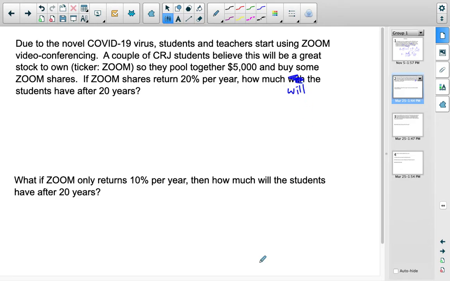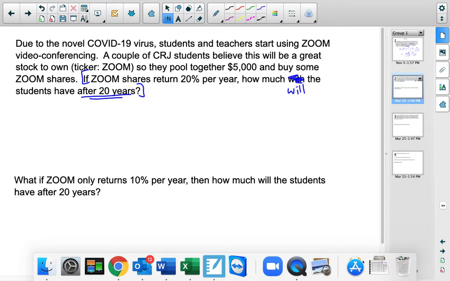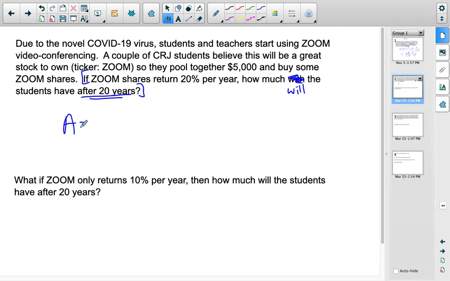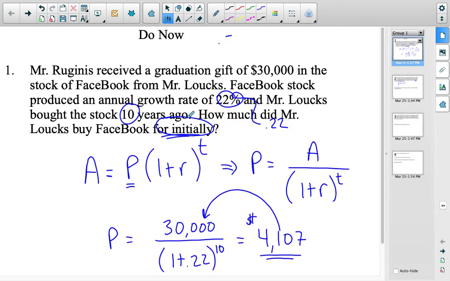So what I notice here in my question, the key phrase is after 20 years. This tells me I should look at my ending amount. So I want this formula because I know my initial amount, I know the return, I know the time, and I'm looking for my ending amount. After 20 years tells me I'm trying to find that, as opposed to initially, right? How much was it initially there? I'm trying to find this. So I use that formula.